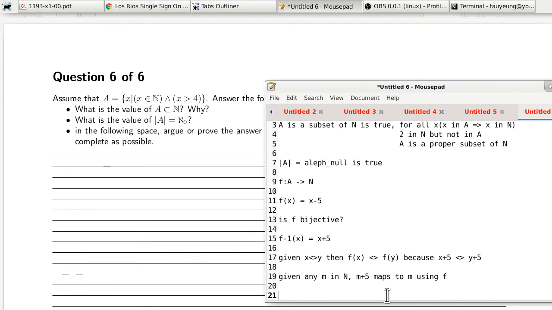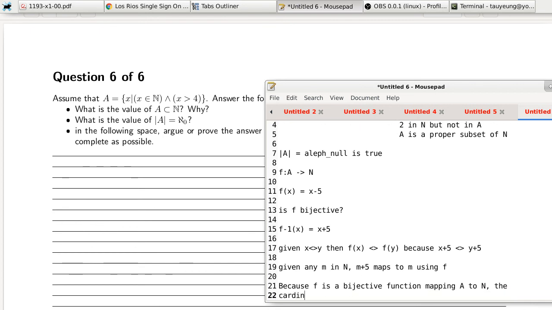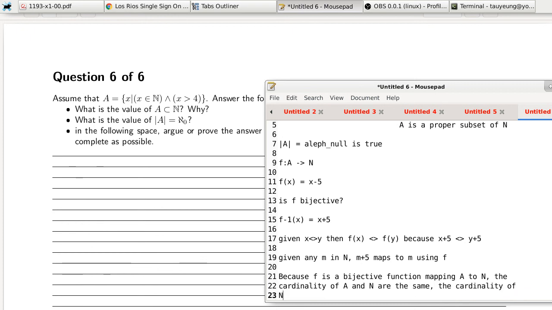So now we say, because f is a bijective function mapping A to N, the cardinality of A and N are the same, but the cardinality of N is the definition of aleph null. So that's basically the entire proof.